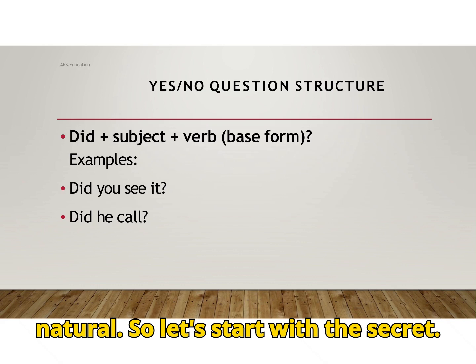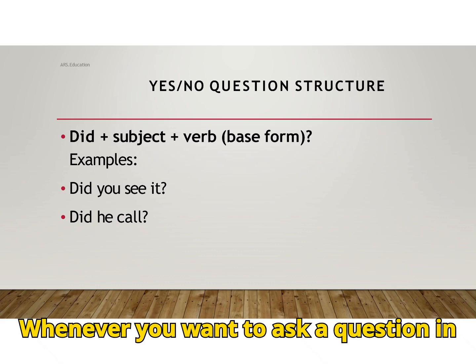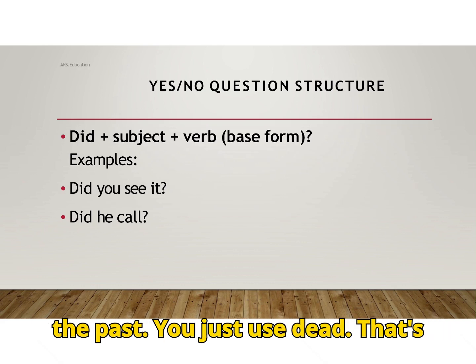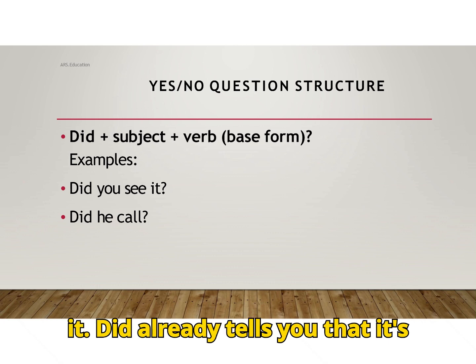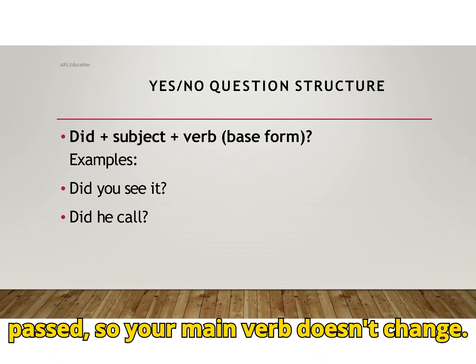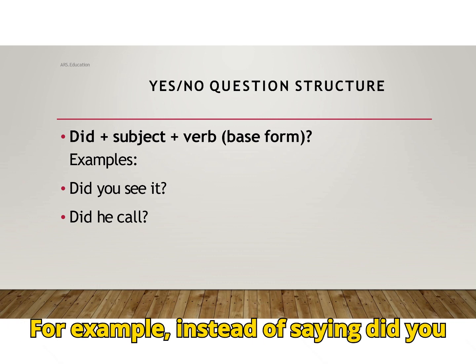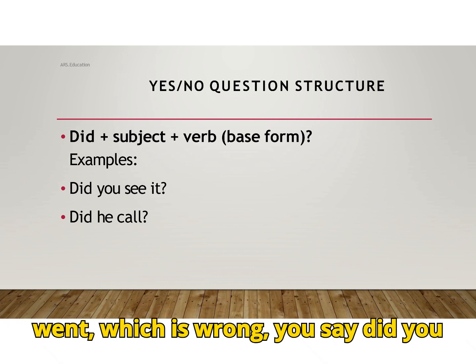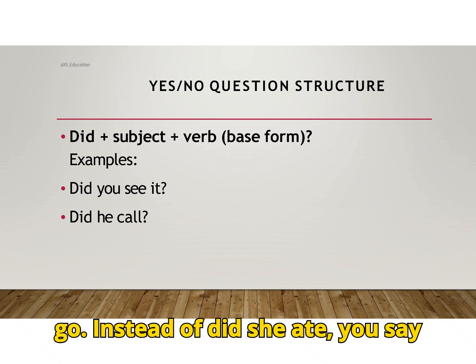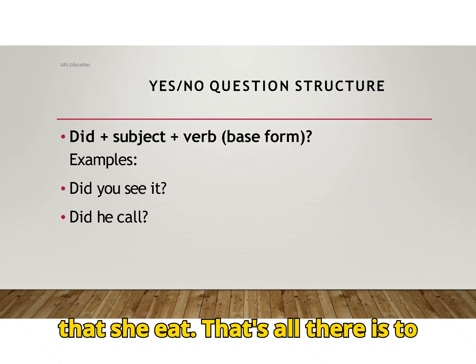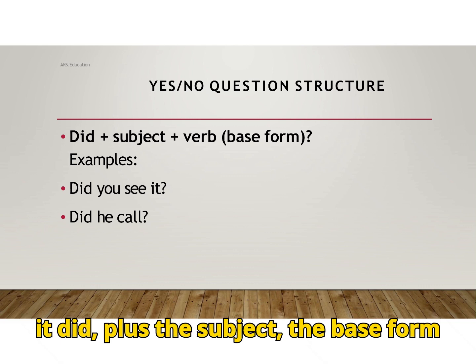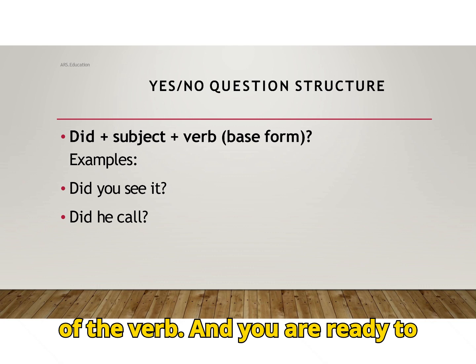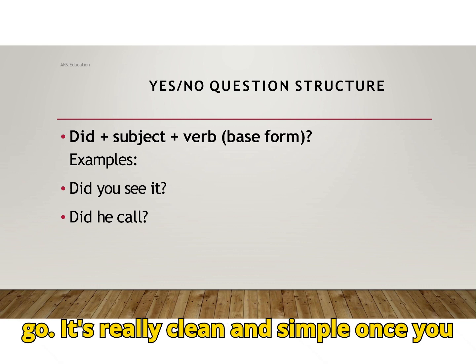So let's start with the secret. Whenever you want to ask a question in the past, you just use "did." That's it. "Did" already tells you that it's past, so your main verb doesn't change. For example, instead of saying "did you went," which is wrong, you say "did you go." Instead of "did she ate," you say "did she eat." That's all there is to it. Did plus the subject plus the base form of the verb and you're ready to go. It's really clean and simple once you see it in action.